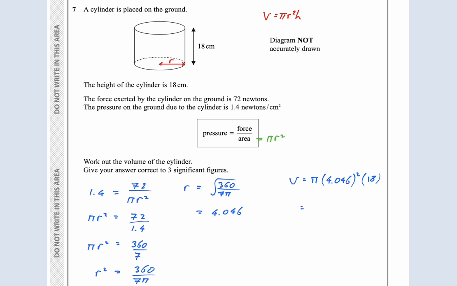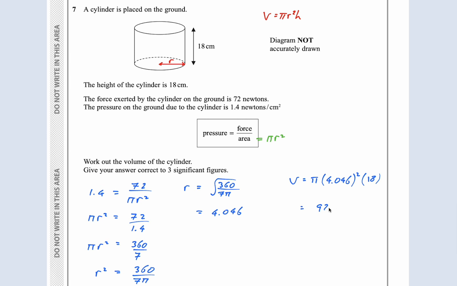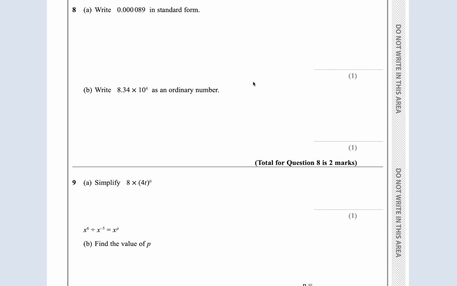And that gives us this squared. I could have actually just kept this, guys, because I had it. Anyway, it doesn't matter. And this squared times 18, which is that, and then times pi, which is that. He wants it to three significant figures, 925.7, which is 926. So 925.7 to three significant figures is 926. So this is 926.